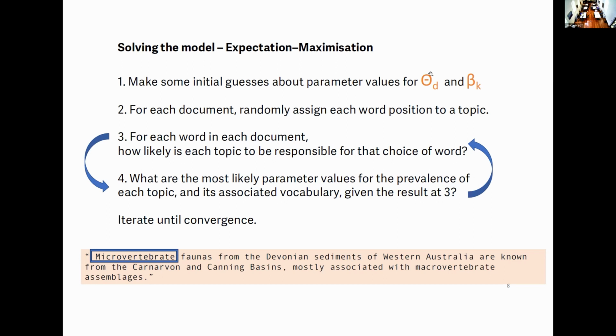So once we've got an estimate on the responsibility there, we can then update in the fourth step what we think are the most likely parameter values for our two distributions that we think would fit with that. And then we can go back and recalculate the responsibilities. And we keep iterating between those two. And at each turning of that cycle, we're ratcheting up the likelihood that we would get the text that we did, given our provisional and evolving estimates of the parameters.